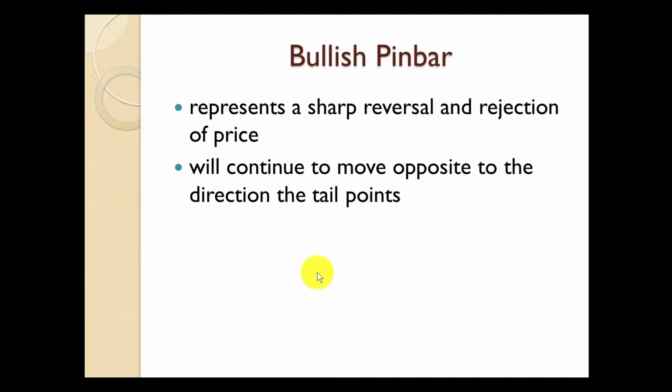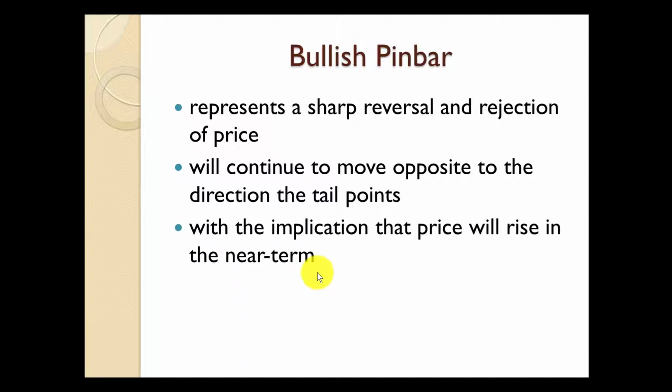It also shows that the price will continue to move opposite to the direction the tail points. Now you might be thinking, what is this tail that he's talking about? I will explain it to you in a moment. Just remember that it represents a sharp reversal and rejection of the price. That is the first thing. The second thing is that the price will continue to move opposite to the direction where the tail points. And the next thing is the implication that the price will rise in the near term.